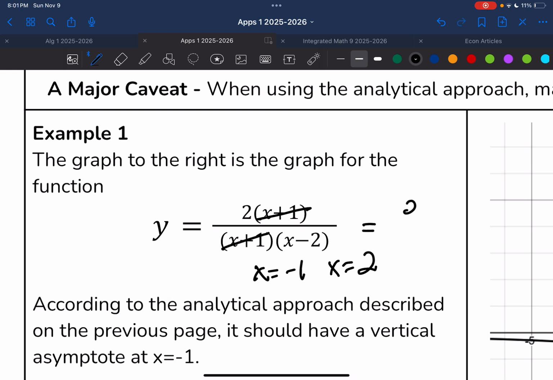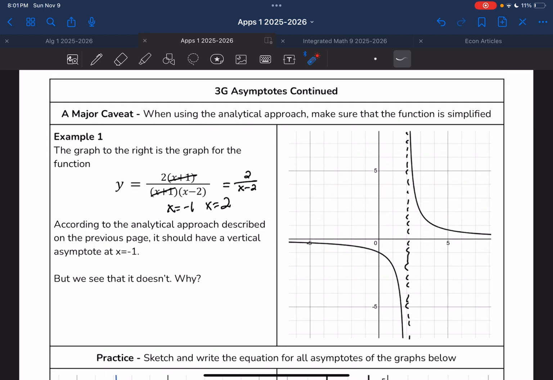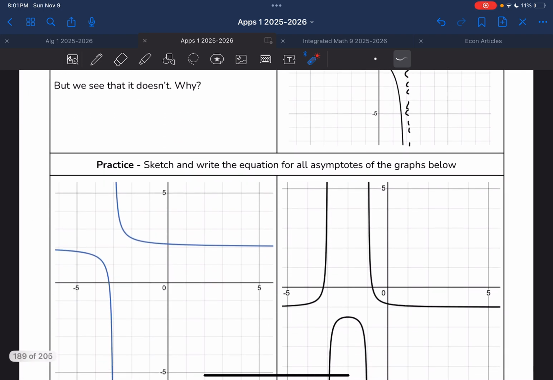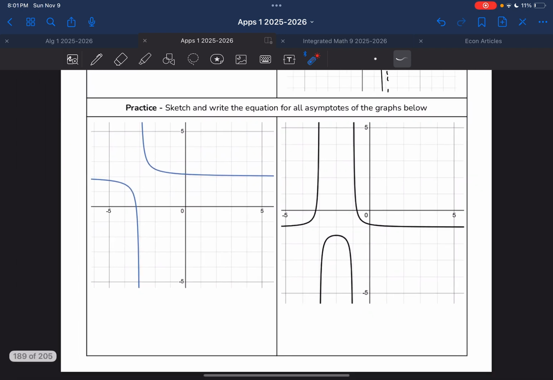So this function could be written 2 times x minus 2. So it's kind of a phantom x plus 1 there because it cancels out. So you just want to make sure that if you're using the analytical approach, you're simplifying as far as you can first.